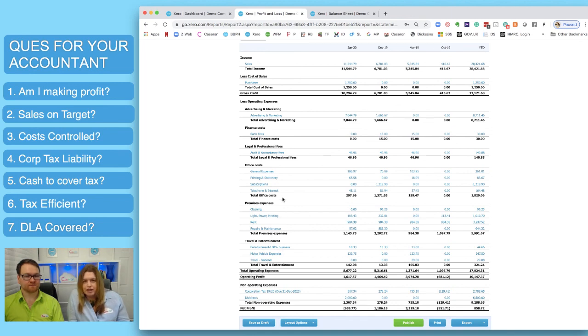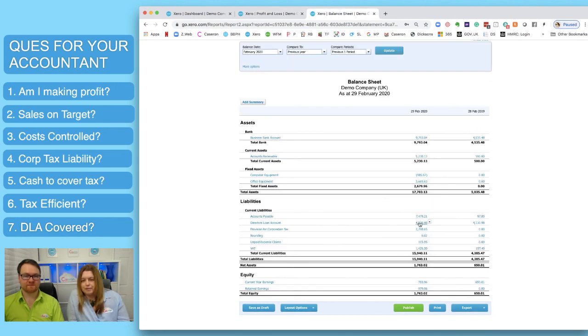Are you running a director's payroll? Are you claiming everything that you should to keep your director's loan account covered? And what is your director's loan account impact on the end of year accounts?